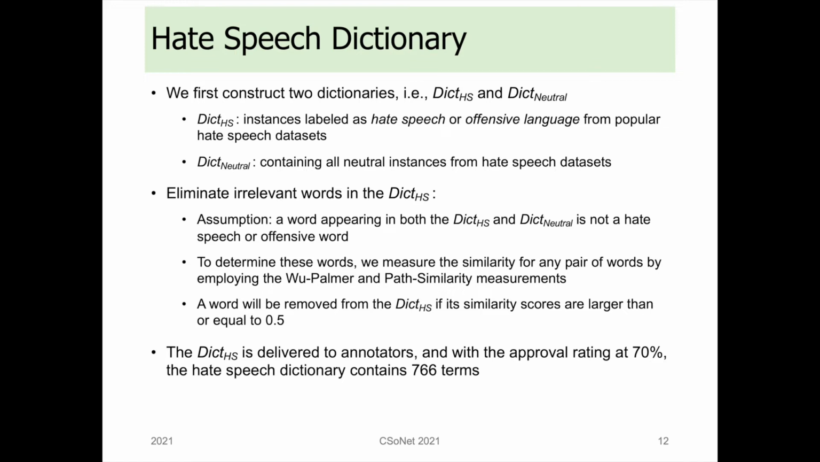When conducting this procedure, it poses a problem that the hate speech dictionary may contain some irrelevant words. Therefore, to eliminate them, we assume that a word appearing in both dictionaries is not a hate speech or offensive word. To do that, we employ the NLTK library to compute the similarity between pairs of words and eliminate pairs whose similarity score is larger than or equal to 0.5. Before employing the hate speech dictionary, we deliver it to annotators. With an approval rating of 70%, the hate speech dictionary includes 766 terms.